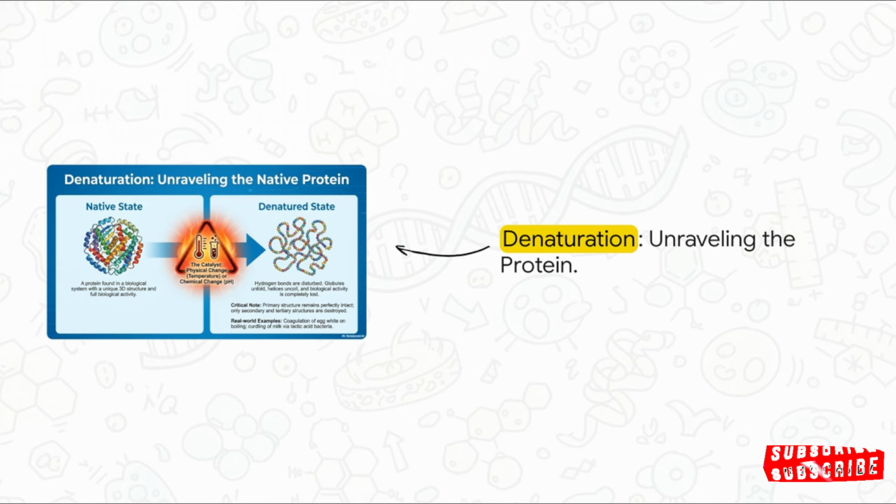A protein found in a biological system with a unique 3D structure is in its native state. But if you apply a physical change, like heating, or a chemical change, like altering the pH, you unravel that 3D structure. Think of cooking an egg white or milk curdling in your fridge. Denaturation completely destroys biological activity. But, and this is key, the primary structure, that 1D sequence of amino acids, remains perfectly intact. Only the secondary and tertiary structures are destroyed.